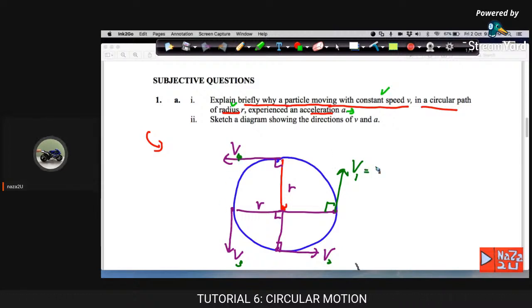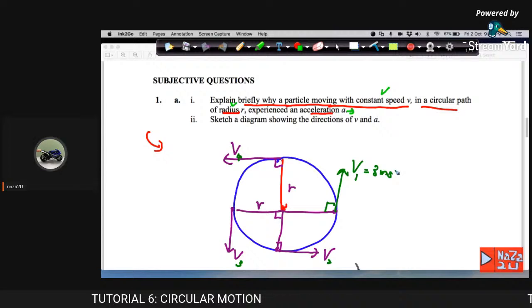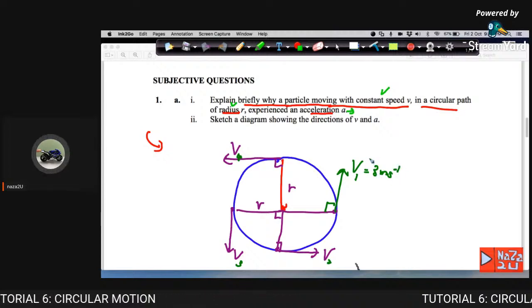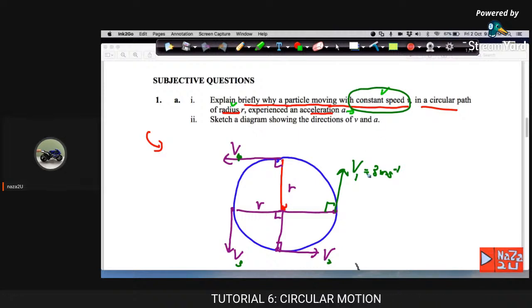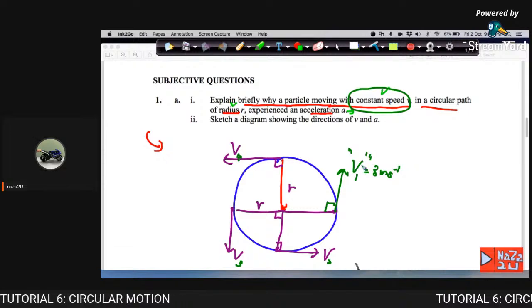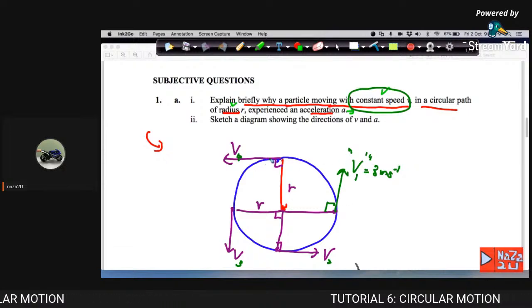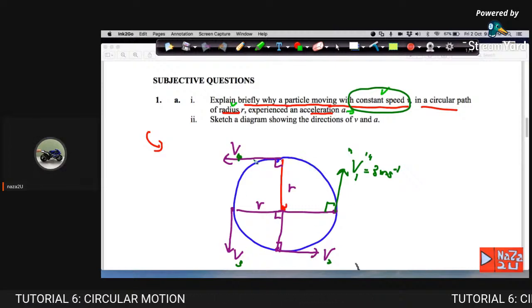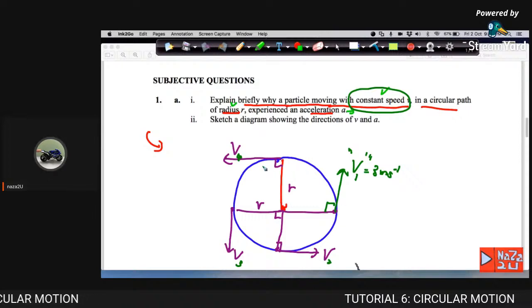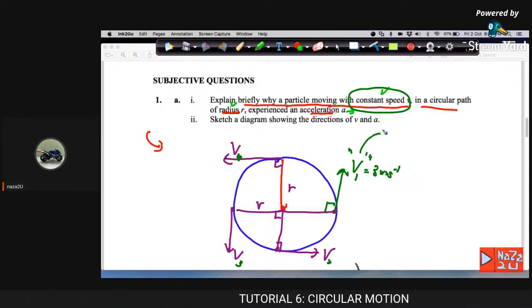Let's say we have 3 meters per second. So now the object is moving with a constant speed of 3 meters per second, not a constant velocity. Why not constant velocity? Because the direction of v is always changing. So this is upward, this is to the left, this is downward, this is to the right. Meaning the object here is moving with continuously changing velocity. The change in velocity produces centripetal acceleration a.